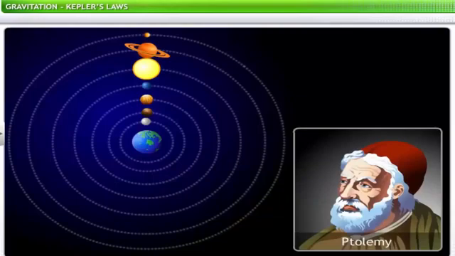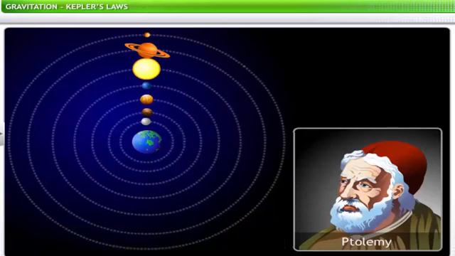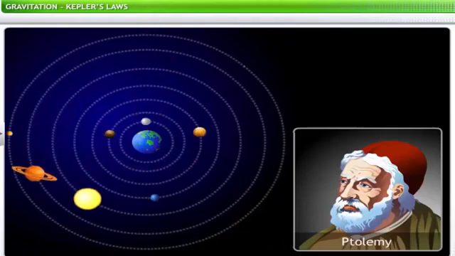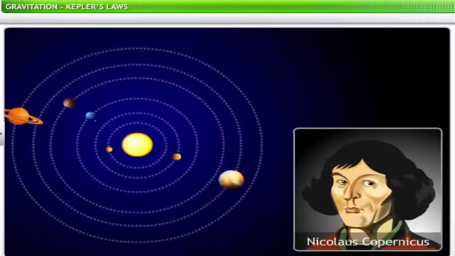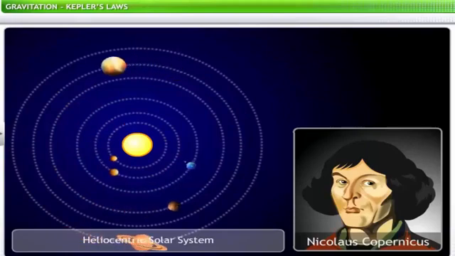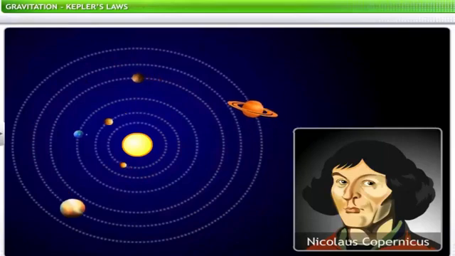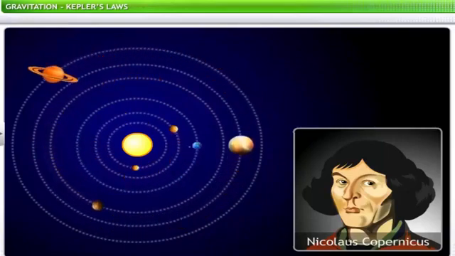Ptolemy showed the world a geocentric solar system, which was centered on the Earth with the Moon, the Sun, and 5 planets revolving around the Earth in perfect circular orbits. Then came Nicolaus Copernicus, who presented a heliocentric solar system. This model showed the Sun at the center of the solar system, with planets revolving around the Sun in circular orbits.